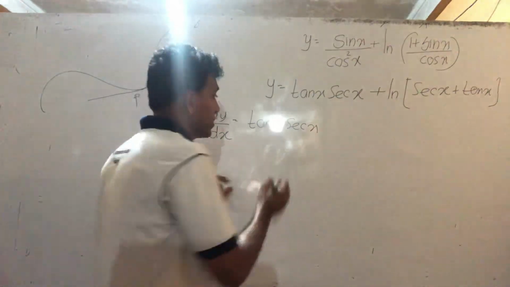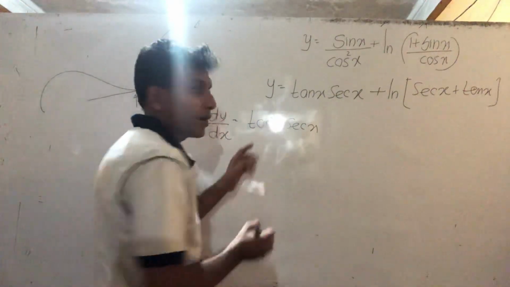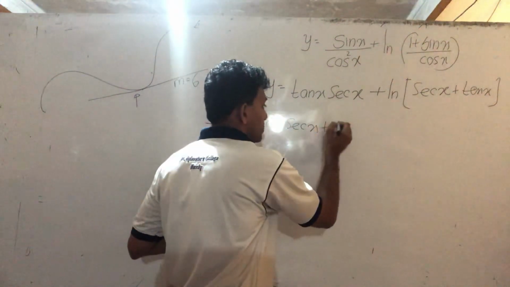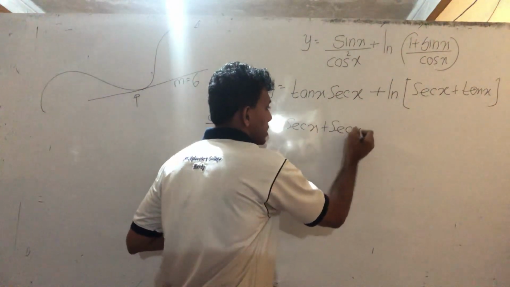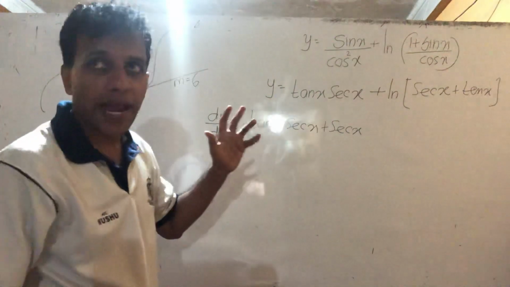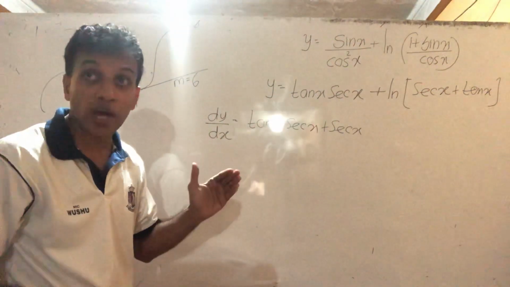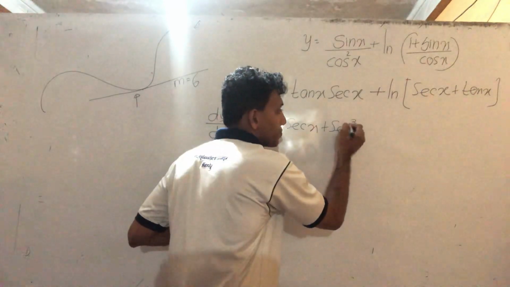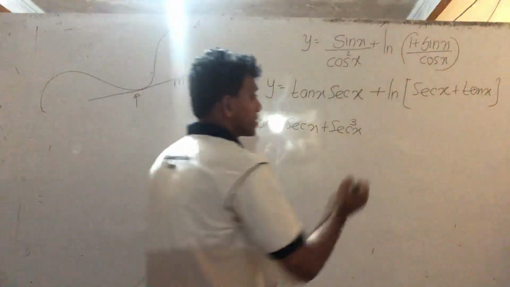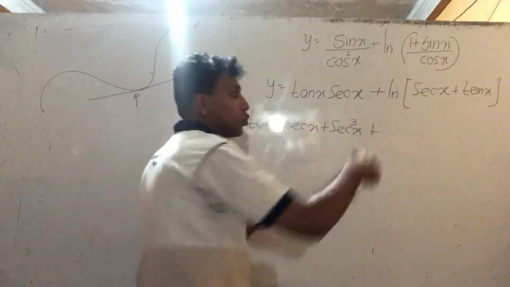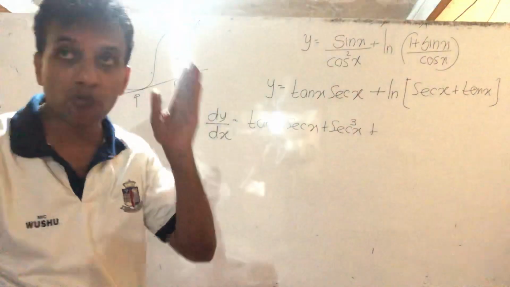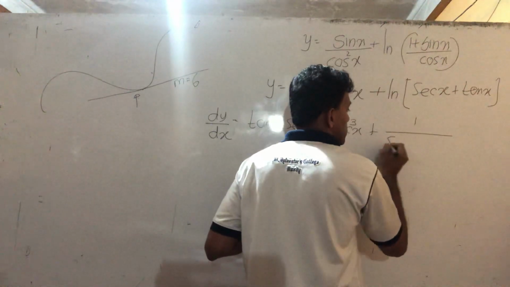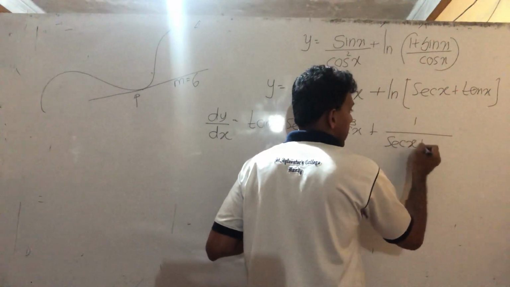Here a tan. Can I write the square? Write the first one, differentiate the second. Plus write the second one, differentiate the first. What is tan differentiation? Sec square x. Therefore, can I say sec cube here? Okay. Plus here, first the logarithm differentiation: 1 over sec x plus tan x.